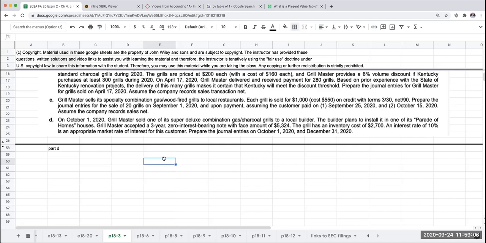Okay, this is called $1 today is not the same as $1 tomorrow. I'm not going to be paid for 3 years. So 3 years from now, the customer is going to be paying me $5,324. So paid 3 years from now, $5,324. Okay, so we're going to get into some present value.